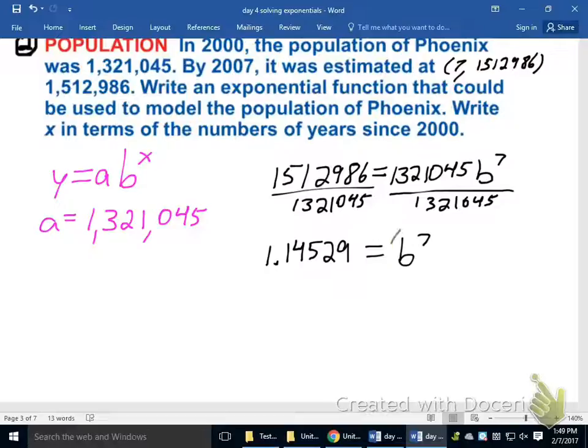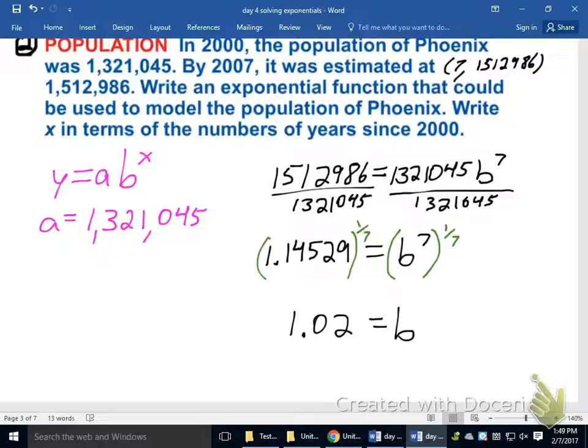Now how I do that is I use a reciprocal power. If it's to the 7th power, to cancel that out, I'll raise both sides by the 1/7 power. So b to the first now will equal, and I'll just hit raise to the 1/7 power in my calculator, and I get 1.0195. So I'm just going to say 1.02.